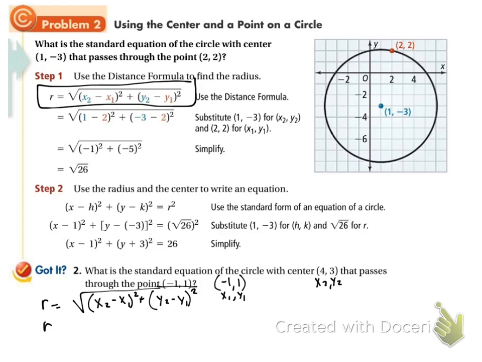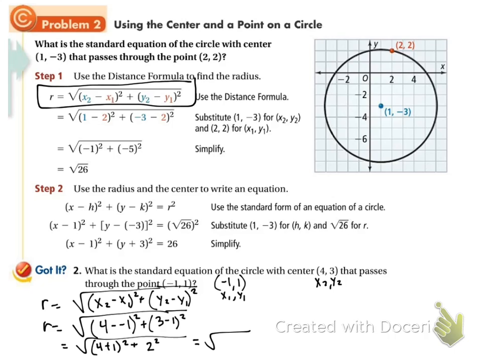So if I plug into this, r is equal to the square root of (4 minus negative 1) squared plus (3 minus 1) squared. So this is the square root of, this turns into 4 plus 1 squared, and this over here turns into 2 squared. We'll work sideways, which is 5 squared plus 2 squared, which is the square root of 25 plus 4, which is the square root of 29. I'm going to leave it like that, and you'll see why in a second.